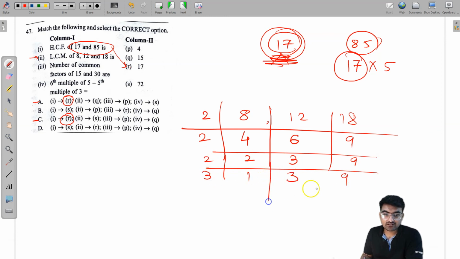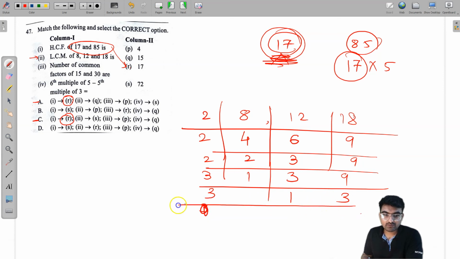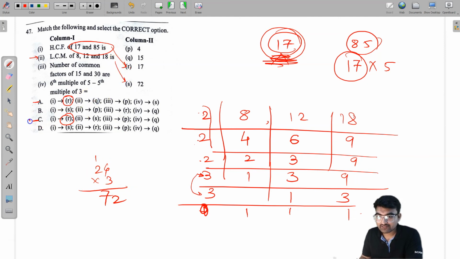Then if we take 3, we'll get 1 and 3. Again there will be 1, 3. That's it, 1, 1, 1. Correct. So the LCM is 2 times 2 is 4, times 2 is 8, times 3 is 24, times 3. So what is 24 times 3? 72. So that is the answer. So 2 is connected to 72, and that is only in option number C.